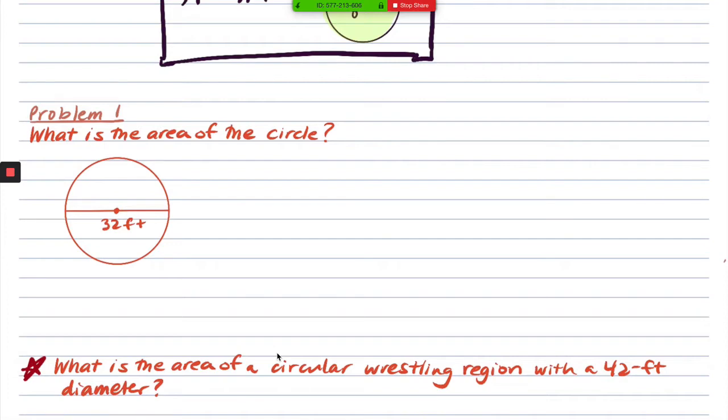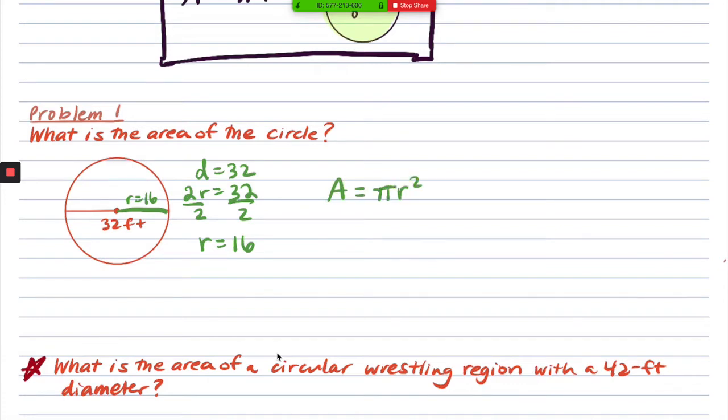But they give the diameter instead of the radius. So if our diameter is 32 feet, remember there are two radii in a diameter. Oops, I wrote 22. It's supposed to be 32. So the radius is 16, right? The radius equals 16. And so for our area of a circle, area is pi r squared.